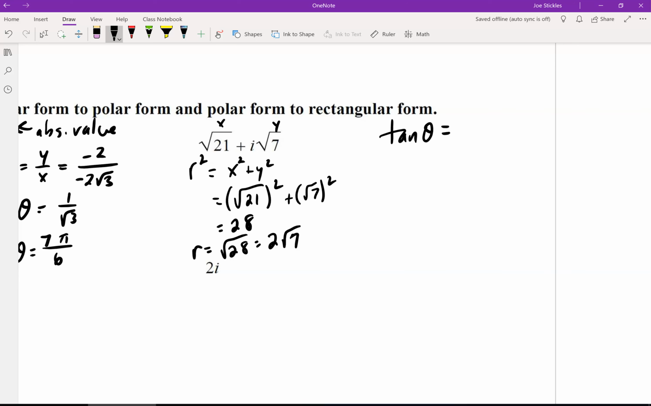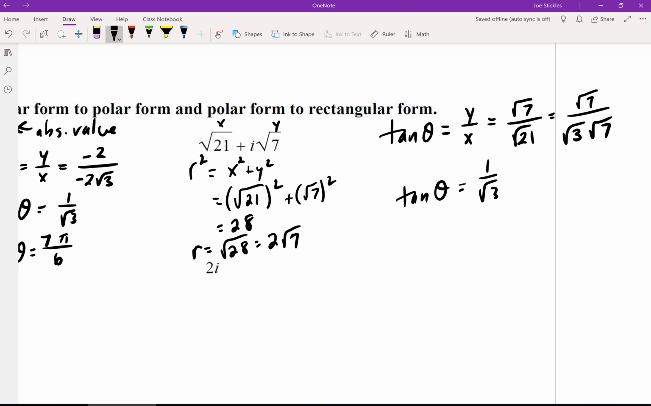All right, so now let's figure out what theta is. We know that tangent of theta is y over x. Y is square root of 7. X is square root of 21. This may not look like you can do the exact value, but it's rigged in this particular case so that you can. 21 is 3 times 7. So this simplifies to tangent of theta equals 1 over root 3 again. So our theta must be pi over 6, or some multiple of pi over 6 I have to go find.